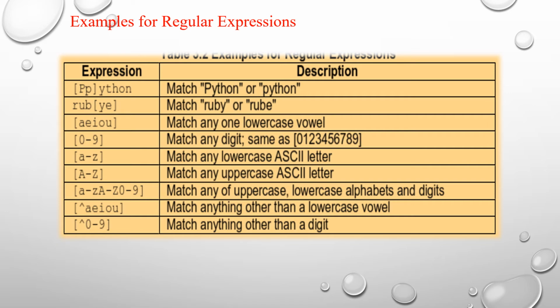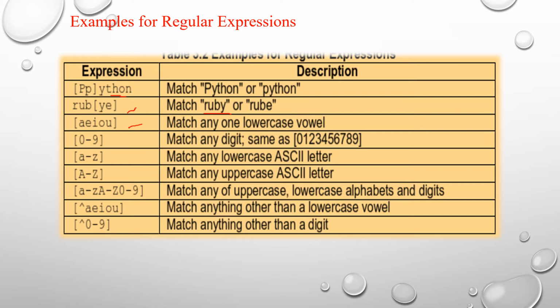So here, consider one expression. We are using uppercase P and lowercase p specified within the square brackets: [Pp]ython. This expression matches Python with an uppercase or lowercase P. Let's consider another expression, [Rr]uby. It matches Ruby with an uppercase or lowercase R.